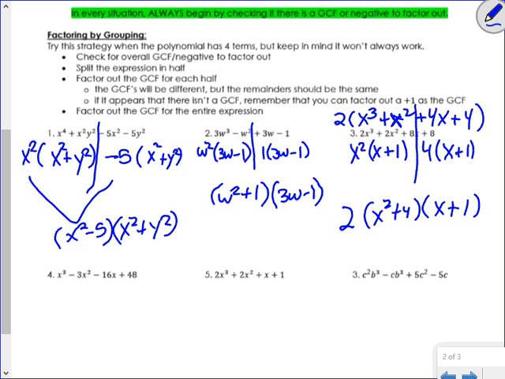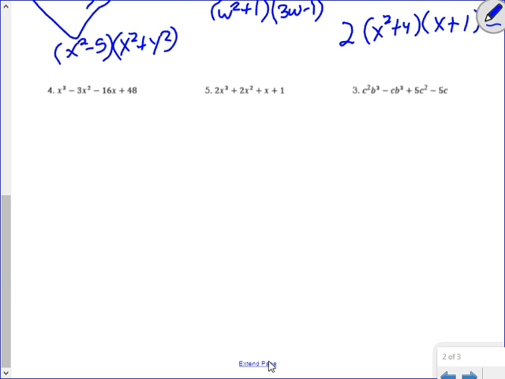Okay? I'm going to let you guys try the last 3 on your own. I'm going to give you a few minutes to do that, and then we'll go on to the next page. Yes, look for GCF to start.